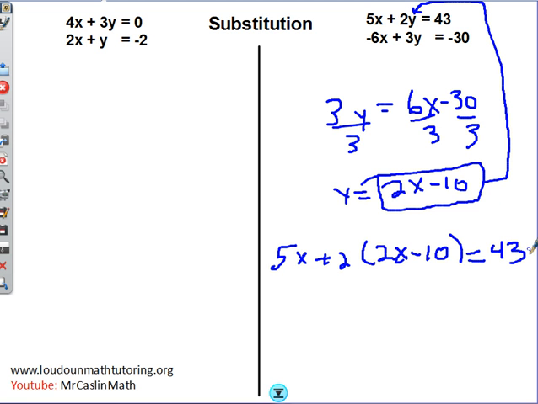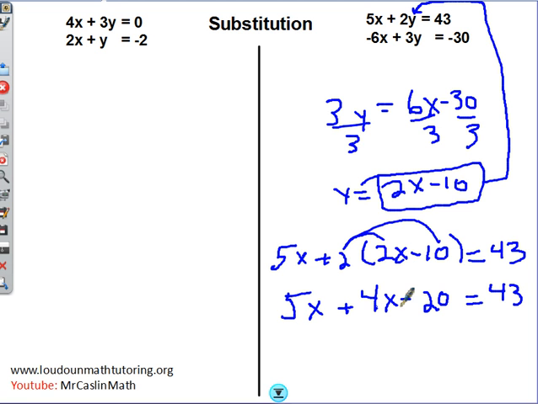Now you have an algebra equation. You have one variable, x, and you're solving for x. Some of you are looking at this saying, well, there's two variables. Well, it's the same variable, so we can just combine those x's in a second. So we have 5x, distribute, plus 4x minus 20, 2 times negative 10, is equal to 43.